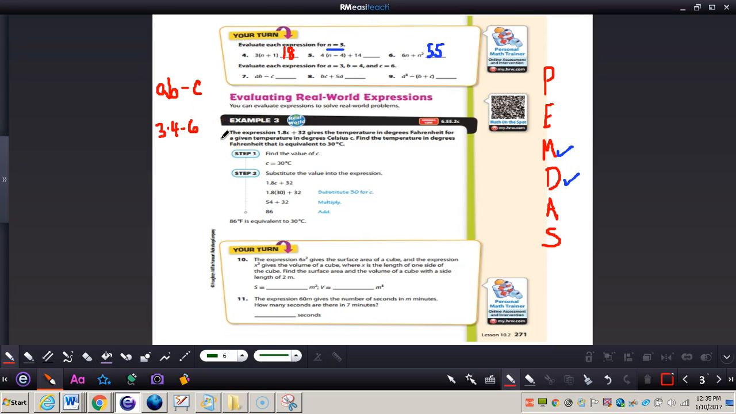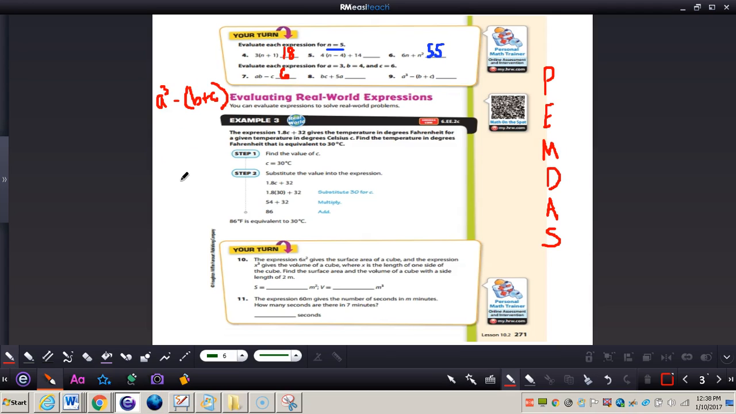Now that we've replaced all variables with numbers, we can solve the problem, or we can evaluate the expression. First of all, multiplication comes first. 3 times 4 will give us 12. Drop down the subtraction sign, minus 6. And then now we have 12 minus 6 for number 7, which equals 6. Now let's take a look at number 9.